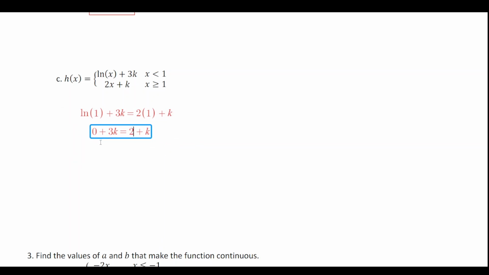So what I'm going to do is collect my like terms by subtracting k on both sides. So I get 2k equals 2. So k here is going to be 1. So if k is 1, then we have a continuous function, even though it's a piecewise defined function.